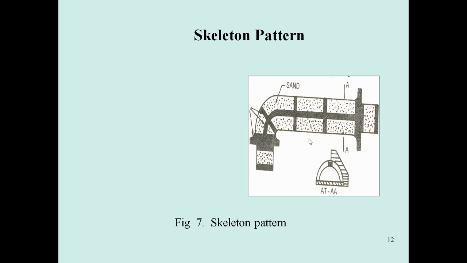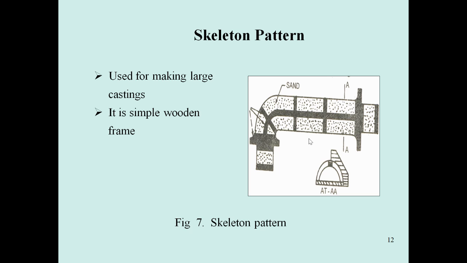If you look at the figure here, it will be clear. Skeleton pattern is used for making large castings. It is a simple wooden frame. The wooden frame is filled with loam sand and then rammed.